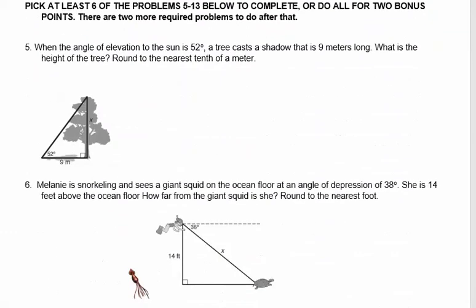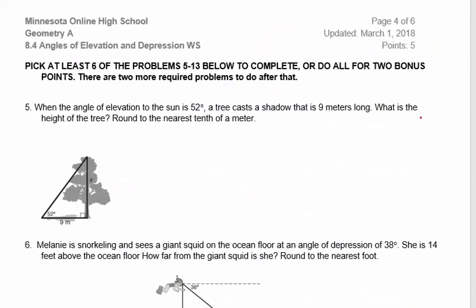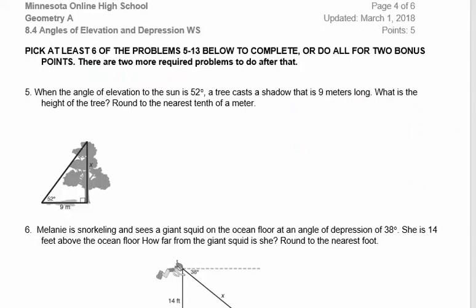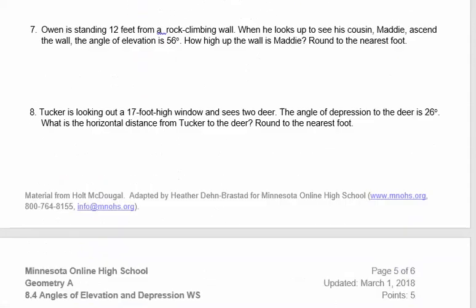So for the rest of your assignment, after you label which ones are which for 1 through 4, you have to pick at least 6 of the problems, 5 through 13, to do. You can do all of them for bonus points. And then there are problems 14 and 15 after that, so don't skip those. You get to pick 6 of them, so there will be some you won't have to do. You might want to read through them and decide which ones you want to do.